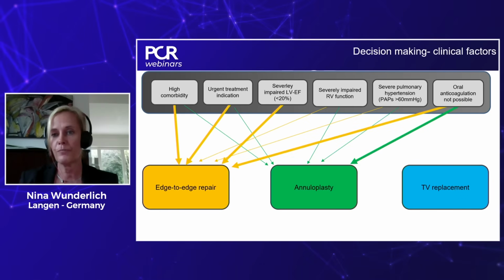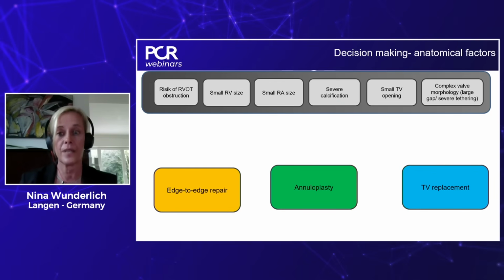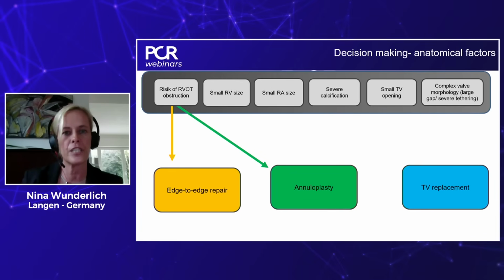Another important point is if the patient is not able to take long-lasting anticoagulation, this is also not a brilliant candidate for a tricuspid valve replacement, because if you put a bulky valve in the patient, these patients would need some kind of anticoagulation. The next thing we have to look at are some anatomical factors. Professor Sitges already showed what we should look at during echocardiography. But if the patient is at risk of right ventricular outflow obstruction, this is not a good candidate for a tricuspid valve replacement, more for an edge-to-edge or an annuloplasty procedure.